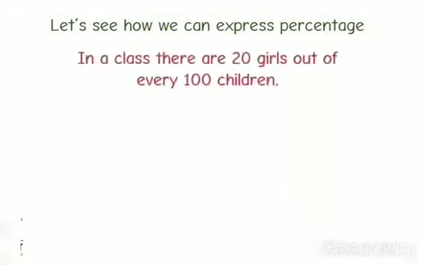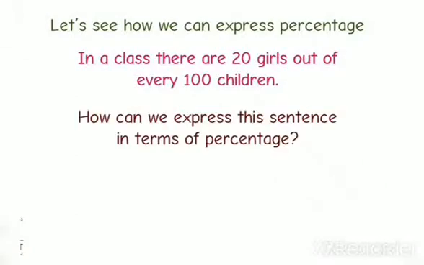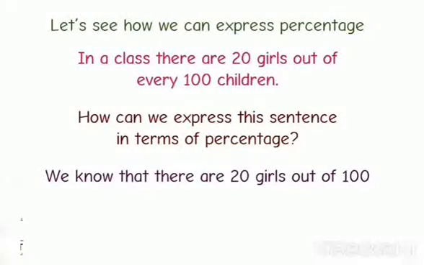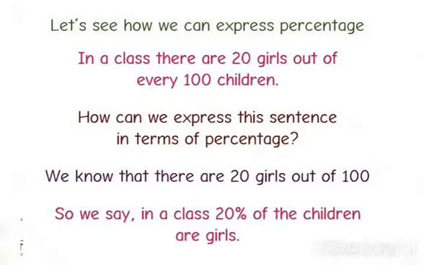Let's see. In a class, there are 20 girls out of every 100 children. How can we express this sentence in terms of percentage? We know that there are 20 girls out of 100. So we say in a class 20% of the children are girls.